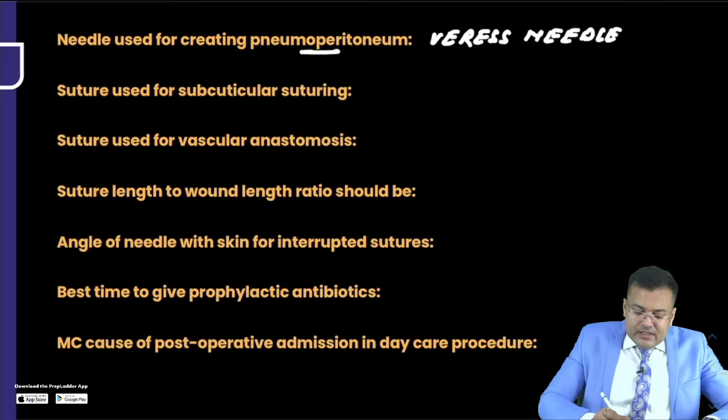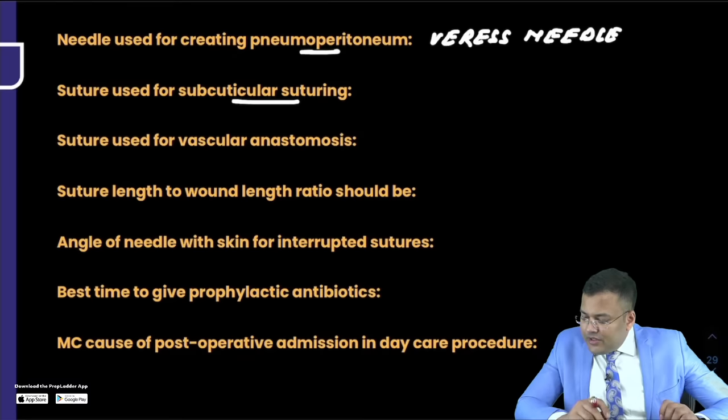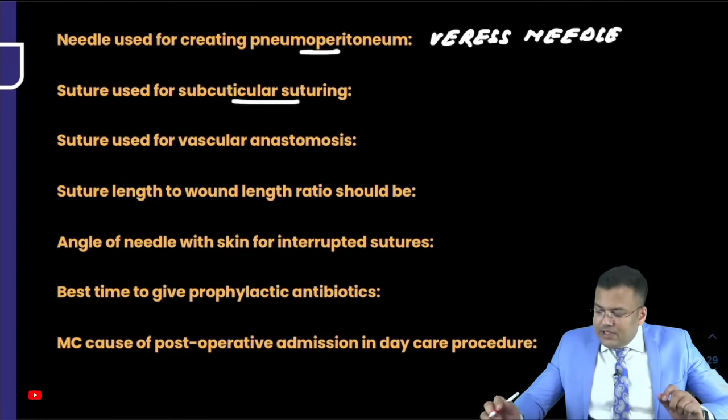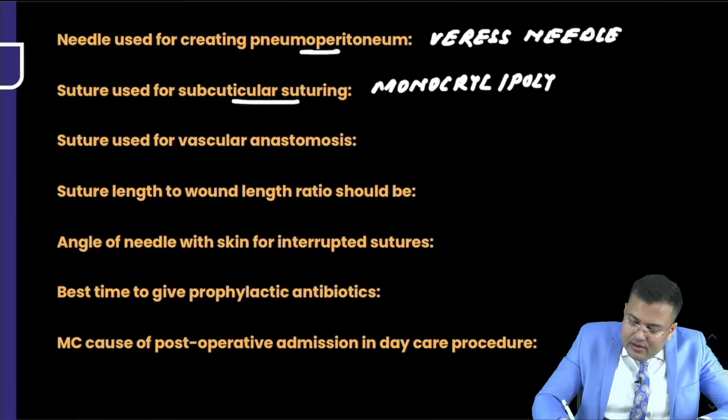Clear? What is the name of suture used for subcuticular suturing? Tell me. For subcuticular suturing, which suture? Suprit Singh Khurana, first person to reply. Monocryl, also known as polyglycaprone.